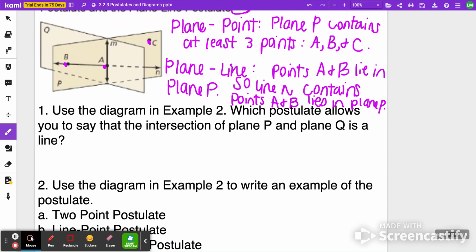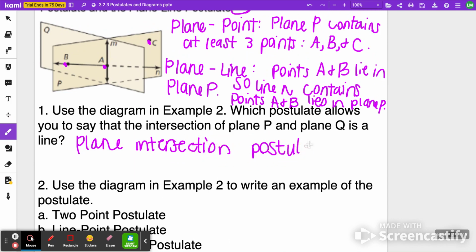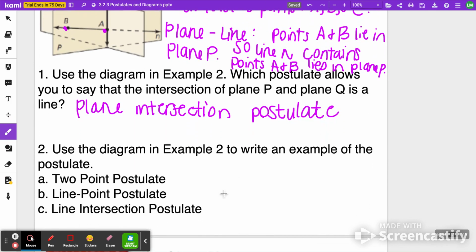So number 1, still going off of that example, use the diagram in example 2, so this previous diagram, which postulate allows you to say that the intersection of plane P and plane Q is a line. That would be using the plane intersection postulate, just because it's talking about a line intersecting. Okay. Number 2, use the diagram in example 2 to write an example of the postulate.